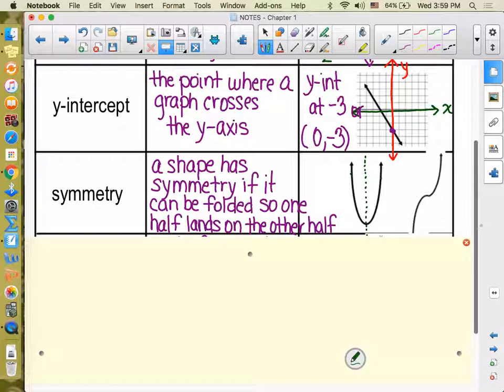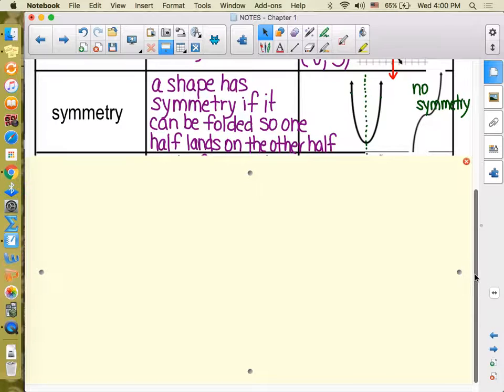The S-shaped curve that you see here, I can't do that. No matter how I put this one, I can't fold it so that one part of it lands on the other. So to have symmetry, it needs to be able to be folded over a line and land on itself. And you've seen plenty of symmetry before in middle school, I would imagine.